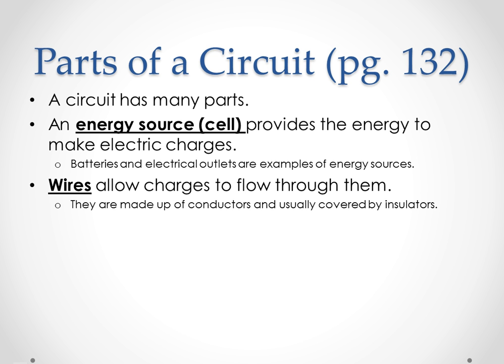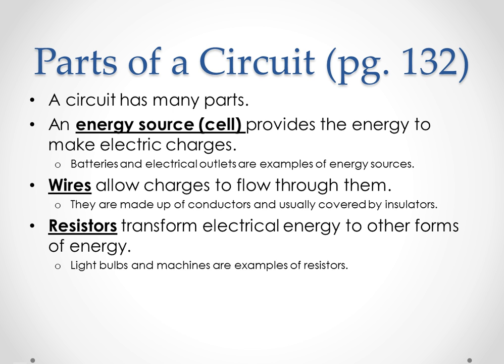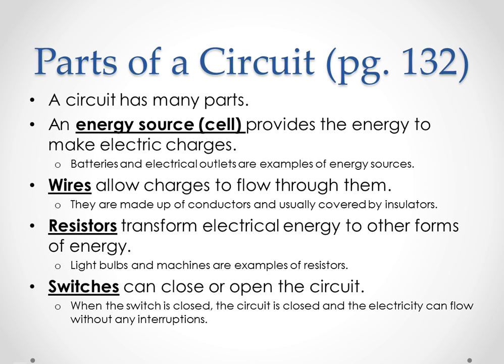Wires allow those charges produced by the energy source to flow through them. Wires are made up of conductors and usually covered by insulators. Resistors transform electrical energy to other forms of energy. Light bulbs and machines are examples of resistors. And switches can close or open the circuit.